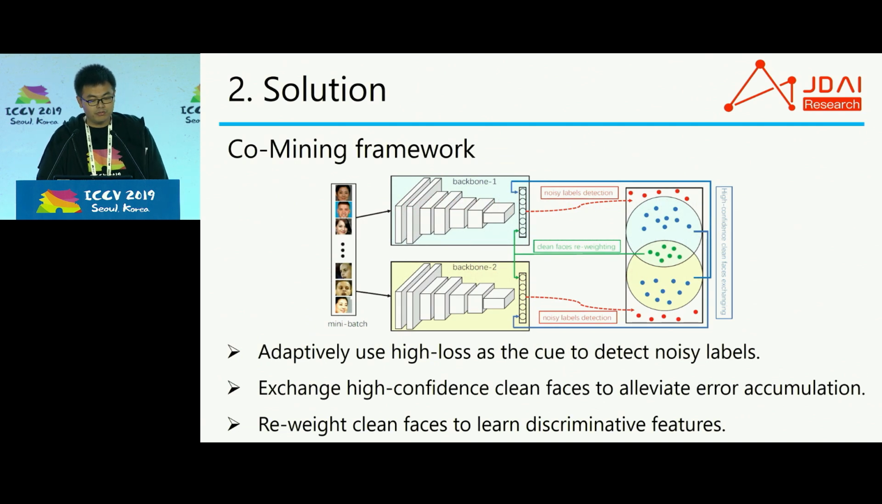To address the above limitations, in this paper we propose a novel Co-Mining framework, which uses two peer networks to mine the clean faces. Specifically, the detected noisy faces will be dropped because they may degrade performance heavily. For high confidence clean faces, we exchange them to alleviate the accumulated errors. While for clean faces, we revise them to learn discriminative features.